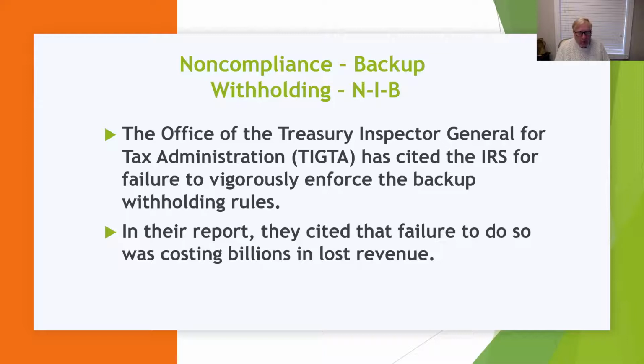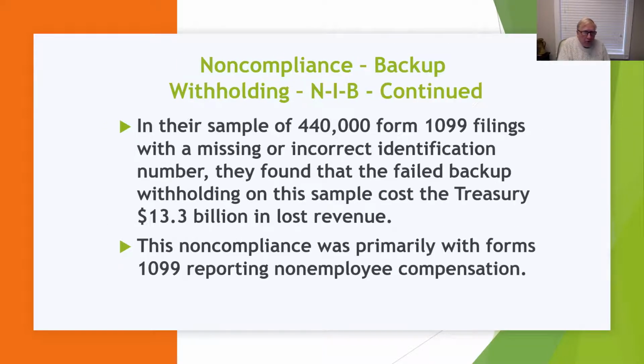The Office of the Treasury Inspector General for Tax Administration has said the IRS has failed to vigorously enforce backup withholding rules, saying it's costing billions in lost revenue. Now, the problem with this is in their sample of 440,000, they say there was 13.3 billion in lost revenue. They said the non-compliance problem was primarily with Forms 1099 reporting non-employee compensation. What this means to us is we can see in the coming months more IRS inquiries, notifications, etc., and a much tougher stance on backup withholding, why it wasn't done, why it should be done. Anytime TIGTA criticizes the IRS, the overreaction is generally to get very tough in this area, or maybe proper reaction, depends, but it does mean more notices will be coming out.